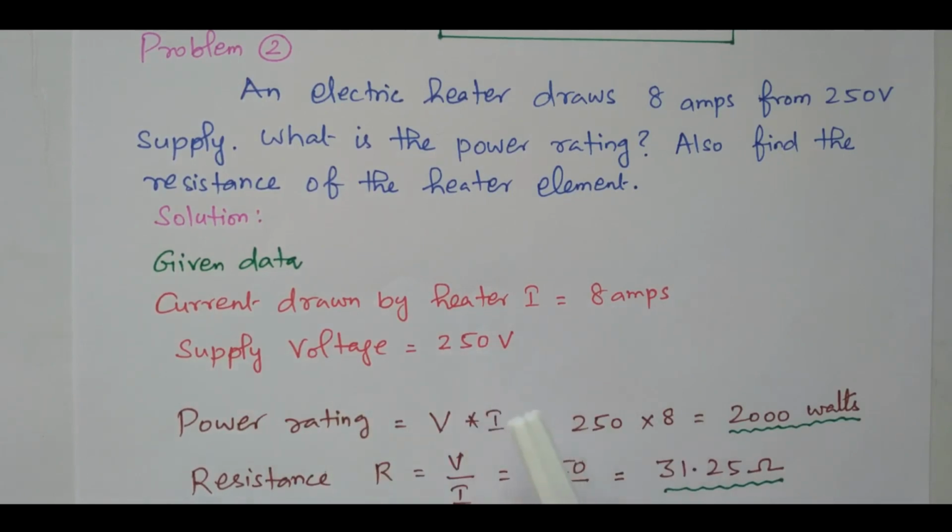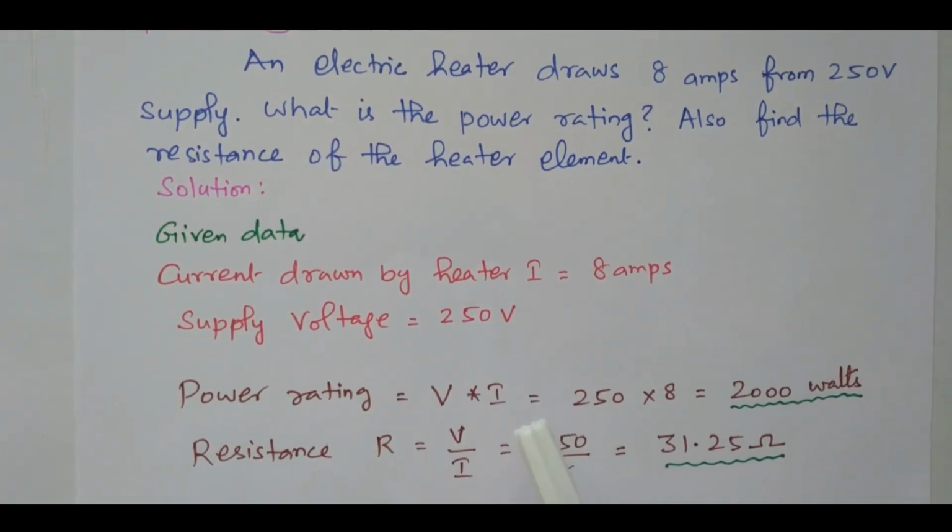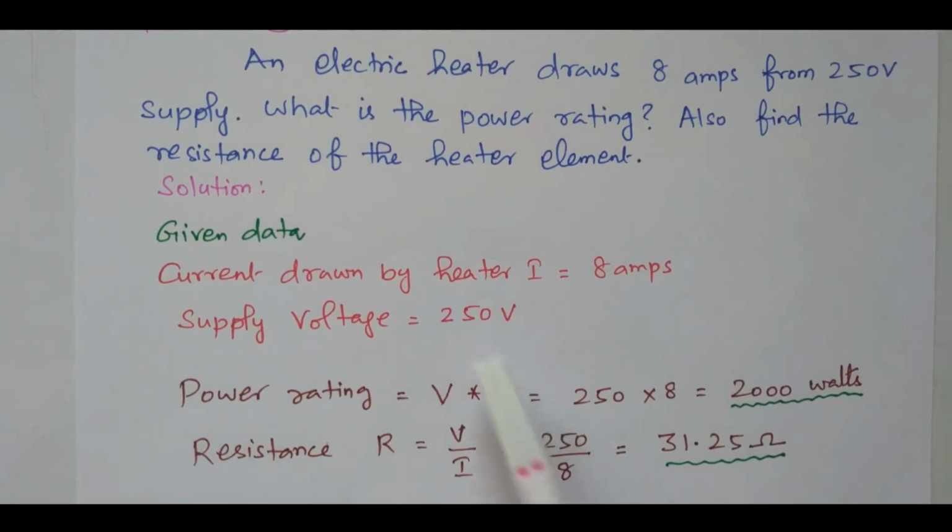So these two data are available: supply voltage and the current. What is the power rating? Power rating is nothing but V into I, voltage into current. Voltage is 250, current is 8 ampere, so 2000 watts. The power rating of the heater is 2000 watts.